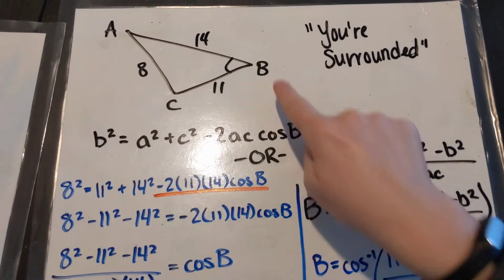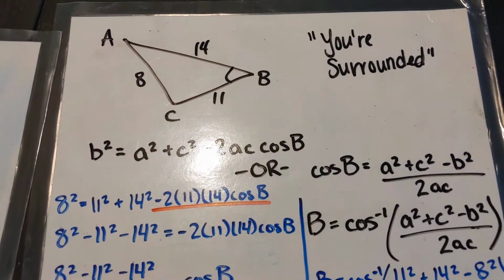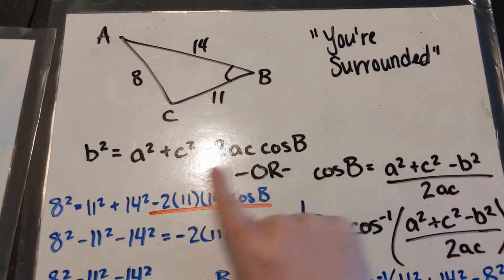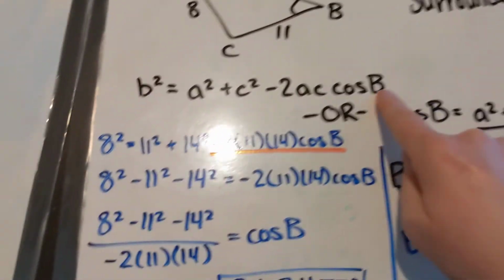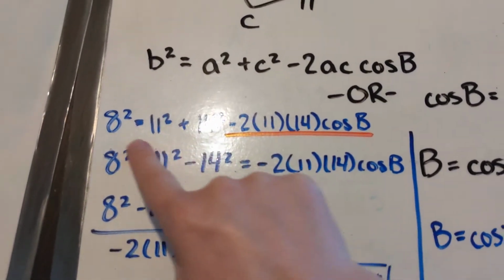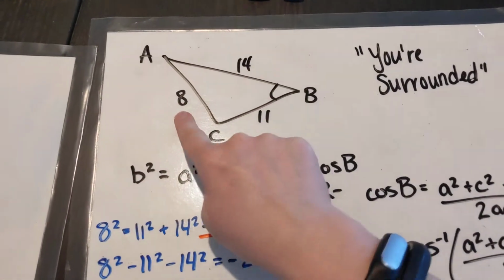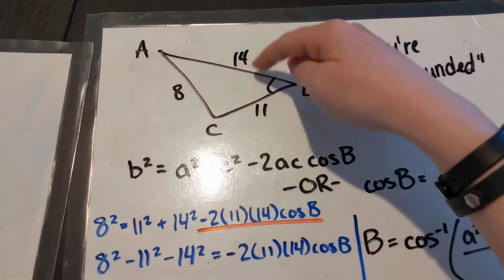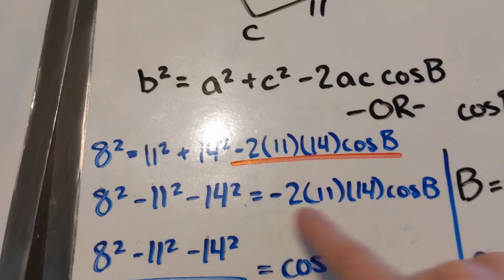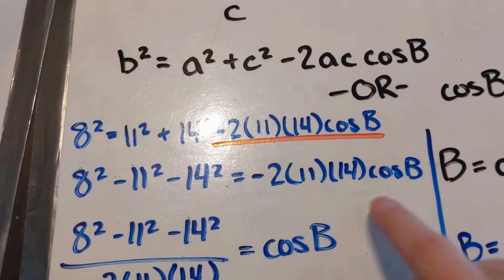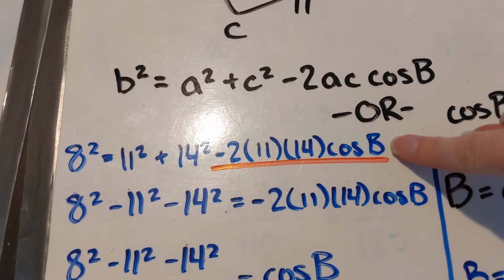In this case, we're going to find angle B, which means the version of the cosine law I'm going to use has cos of B and B squared. So you can either write it out like this and then plug in everything you know. So 8 for side B, 11 for side A, and 14 for side C. All of that has been plugged in here.